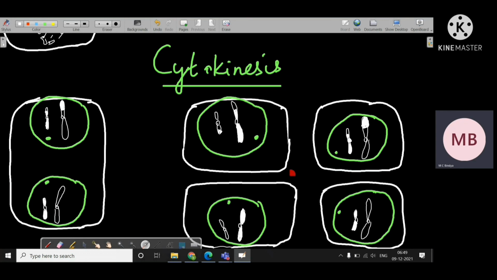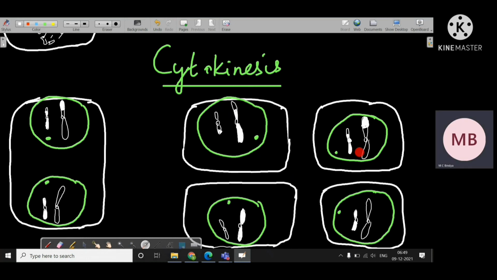Then you will get the four cells, and each of the cells has a haploid number of chromosomes. Of these haploid chromosomes, we can see there are recombinants with the exchanged gene segments, and there are also chromosomes that are of parental types. And these recombinants lead to variation in sexually reproducing organisms.